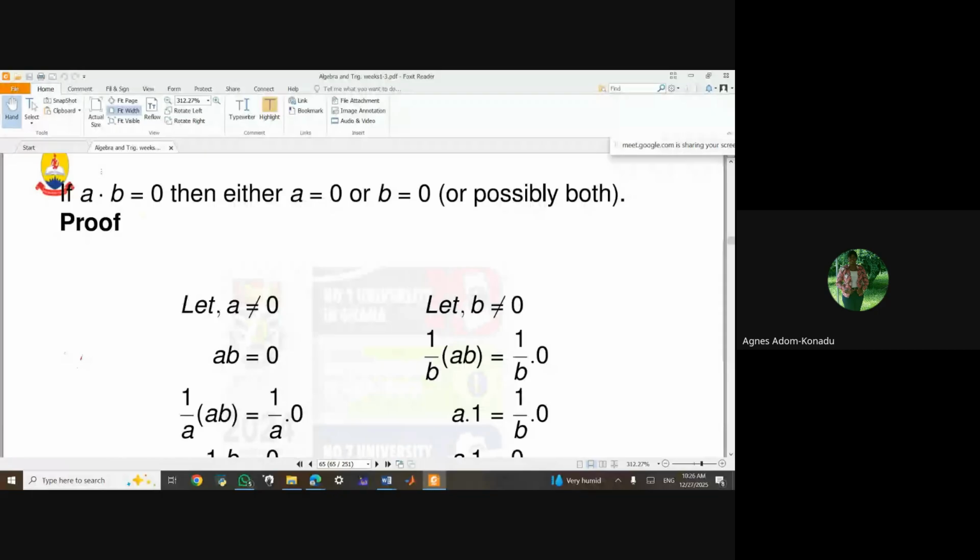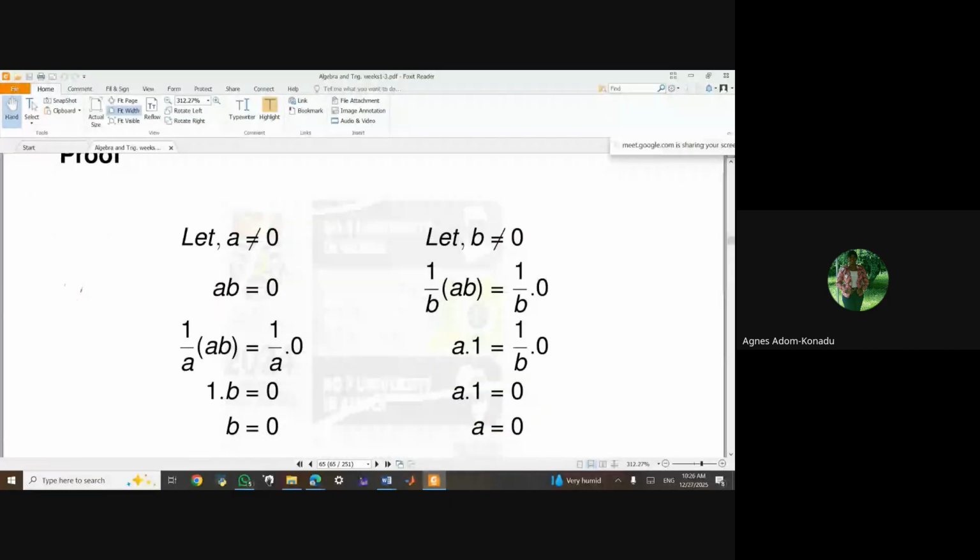So we'll look at the proof, starting with the case where A is not 0. I have A dot B equal to 0. If my A is not 0, then I can find the inverse of A, which is 1 over A. So I multiply both sides by 1 over A. On this side, A cancels with 1 over A, so I have 1 dot B is equal to, and from the zero multiplication property, I know that a number times 0 is 0. So I have 0 here.